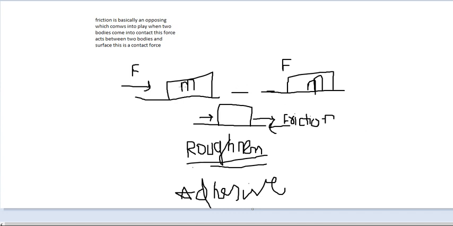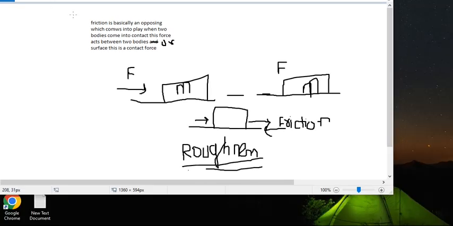So friction is basically an opposing force which comes into play when two bodies come in contact, whether the body slides, moves, or rolls over the other. This force acts between two bodies or two surfaces, and it is also known as a contact force. You can modify the definition. I have missed some points, but I don't think there's a need to write them because I've discussed all the points here, right?